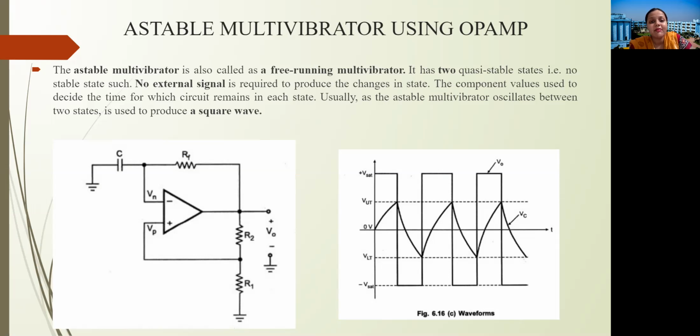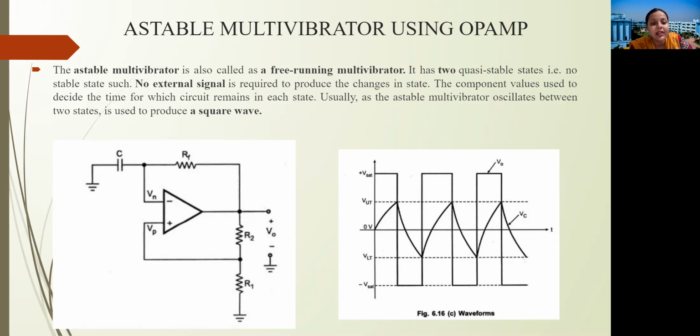So astable multivibrator, as we have already said, is a free running multivibrator. It has two quasi-stable states, that is, no stable state. No external signal is required to produce the change of state. The component values decide the time for which the circuit remains in each state. Usually this oscillates between two states and is used to produce a square wave. So astable multivibrator is mainly used to produce a square wave.